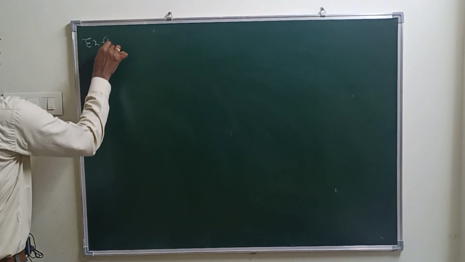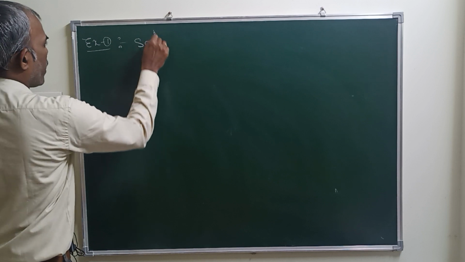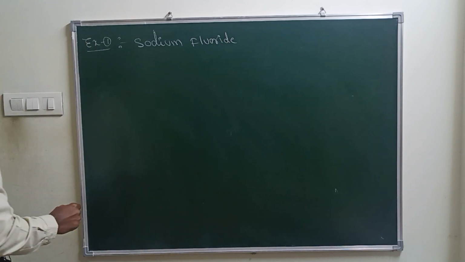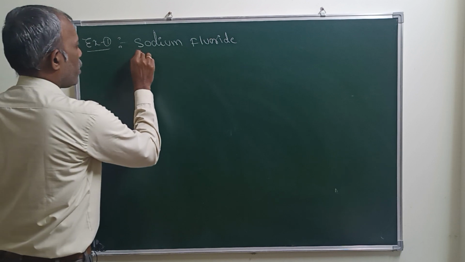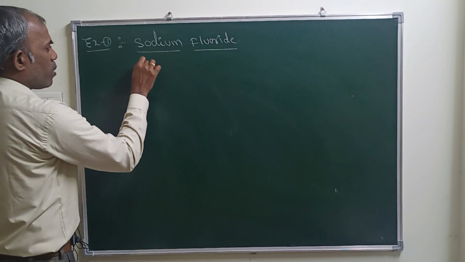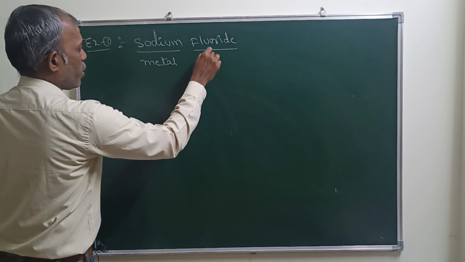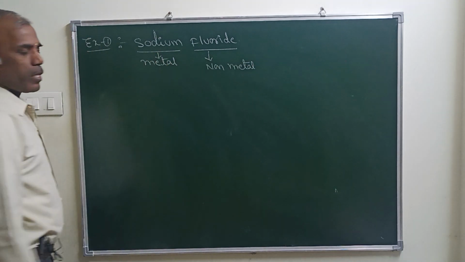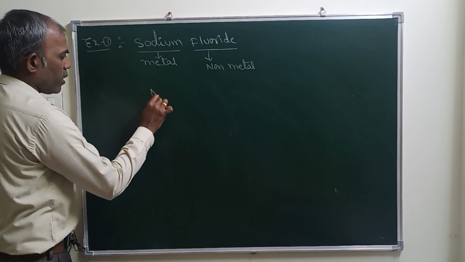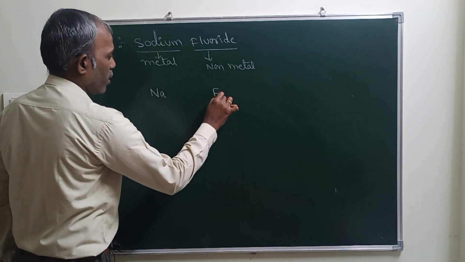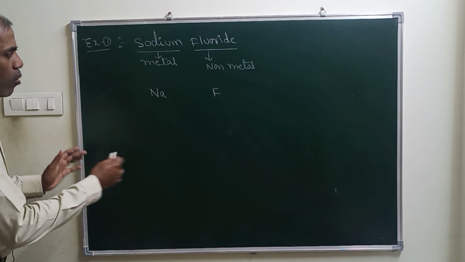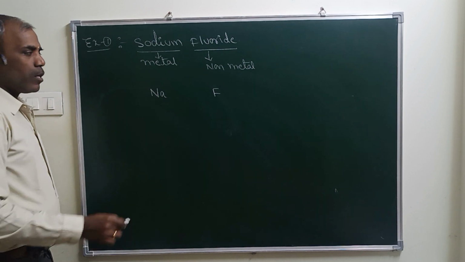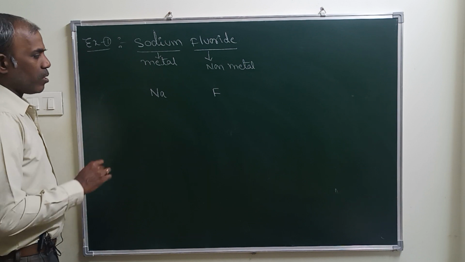Example 1. Sodium fluoride. Here in sodium fluoride, sodium is a metal and fluorine is a non-metal. The sodium symbol is Na and the fluorine symbol is F. Let us understand how the force of attraction, or the bond, is formed between sodium and fluorine. To understand it, we must be thorough with electronic configuration.